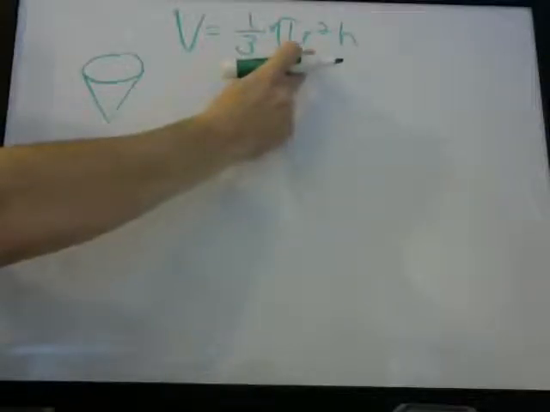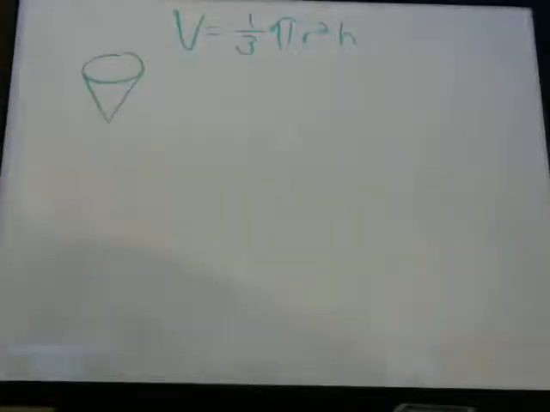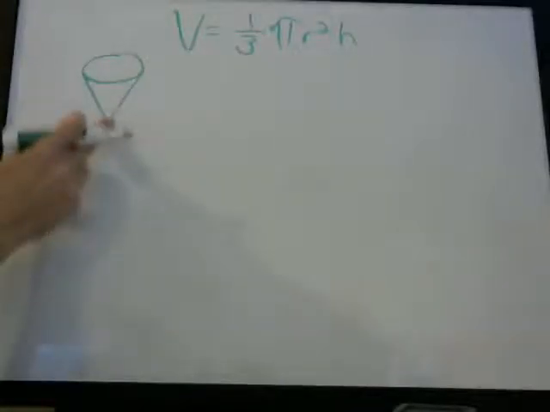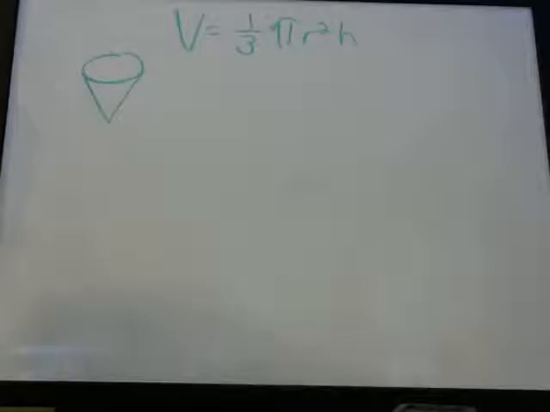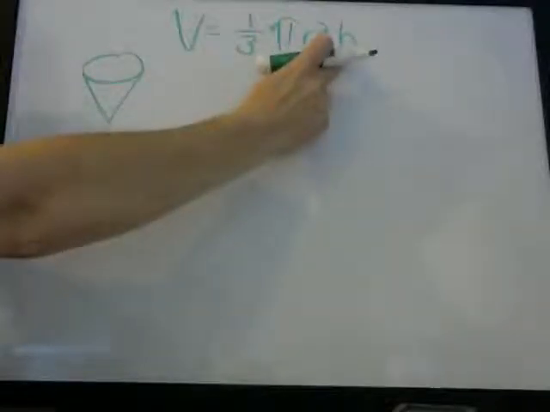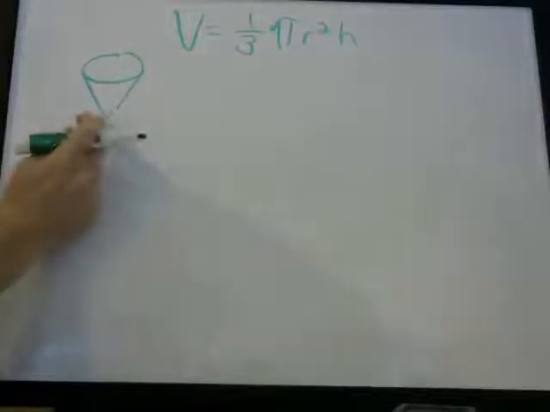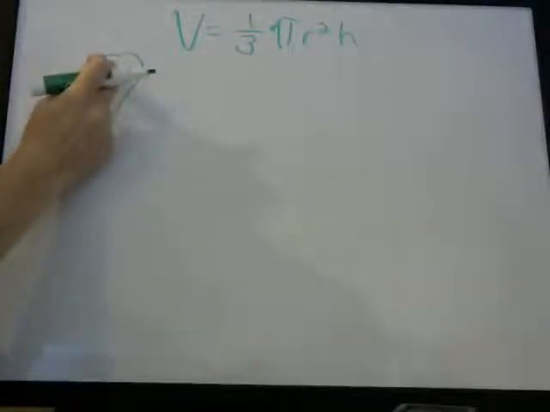R means radius, and so it's the radius of the circle, because the cone at the end that's not pointy is going to be a circle, and so that's the radius of that circle. If you don't know what radius means, you need to watch the video on Facebook on circles and what radius and diameter mean. So it's radius squared times h, which is height, and so that's the height of the cone. That's from the pointy end to the middle of the circle.